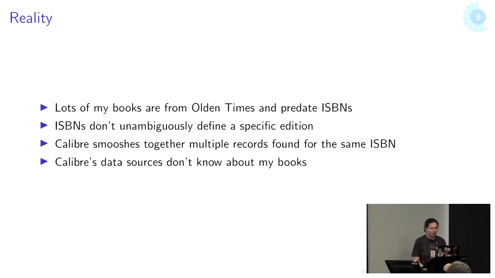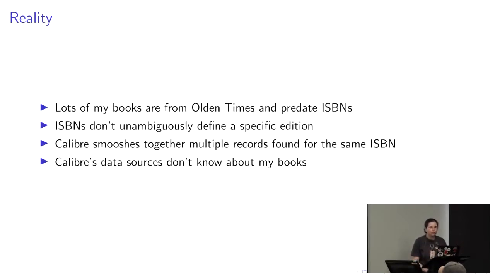Unfortunately, that's not that simple. First of all, a lot of my books, as I said, are very, very old, from before you had ISBNs, or when ISBNs were one of many standards that nobody could agree on. Also, ISBNs don't unambiguously define a specific edition of a book. You can have an entire range of book editions from the same publisher with completely different covers with the same ISBN. And I'm a pedantic person, and when I put a book in the library, I want it to be the exact book that I have in my library.